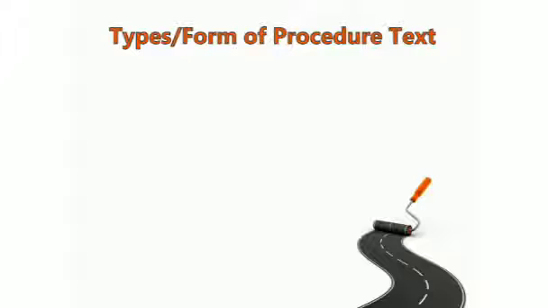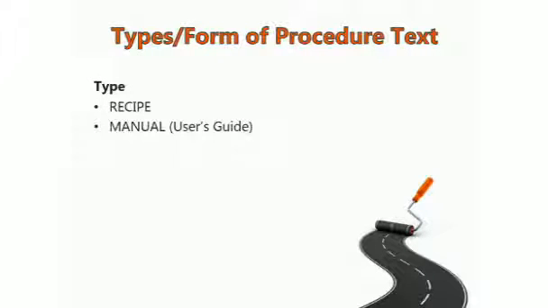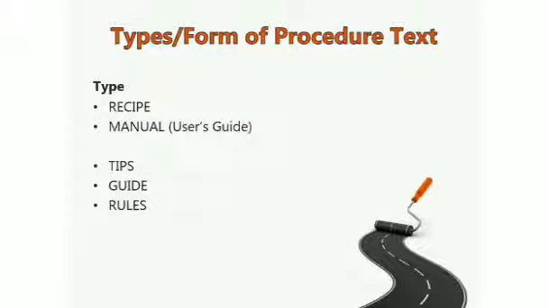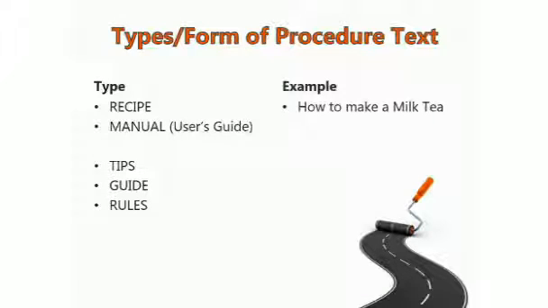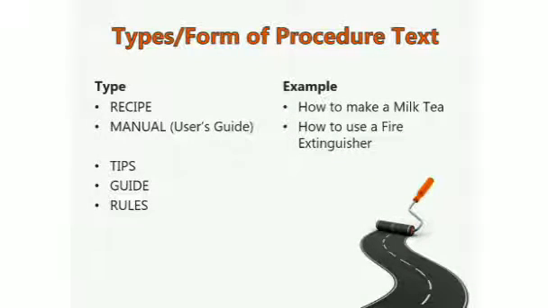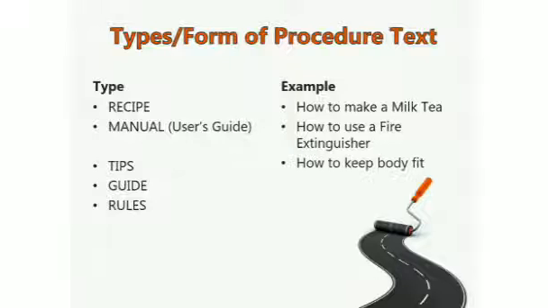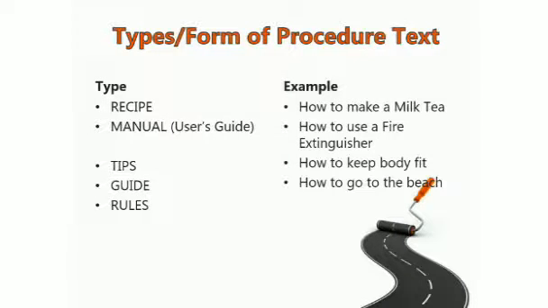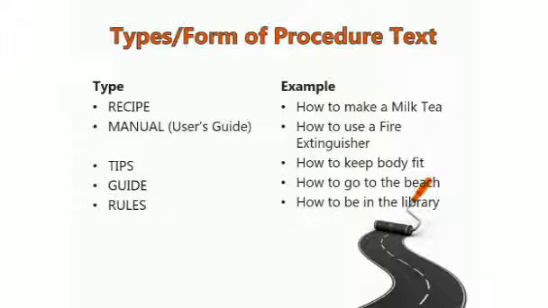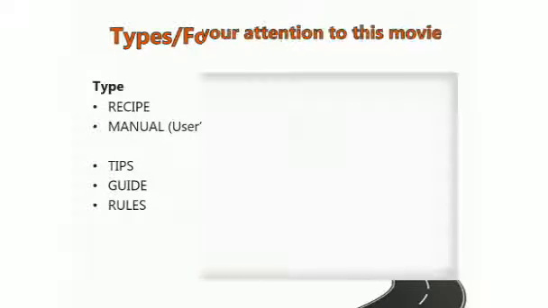Next, types or forms of procedure text. The types of procedure text are recipe, manual or user guides, tips, guides, and rules. The example for the recipe is how to make a milk tea. For the manual, how to use a fire extinguisher. The example for tips, how to keep the body fit. The example of guide, how to go to the beach. The example of rules, how to be in the library.